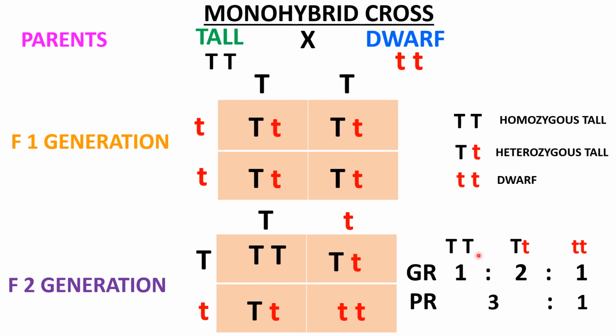Capital T capital T stands for homozygous tall, where both are of the same type. Capital T small t is heterozygous tall, where the two genes are different, and small t small t is nothing but homozygous short. Thus Mendel succeeded in the monohybrid cross by doing this type of experiment.